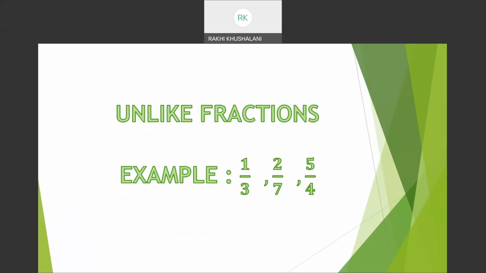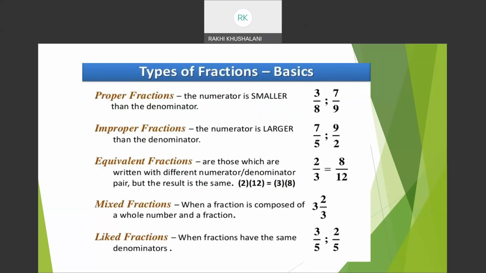And thus we arrive at the definition of unlike fractions. It's basically a combination of all: the improper fraction, the proper fraction, even a mixed fraction will be an unlike fraction. Okay, so we did all these types of fractions here.